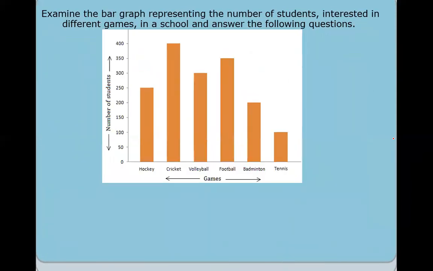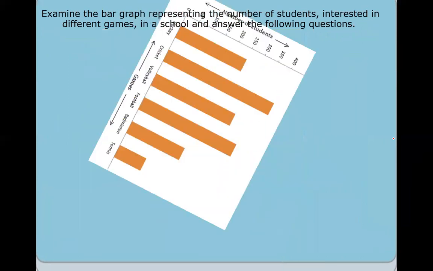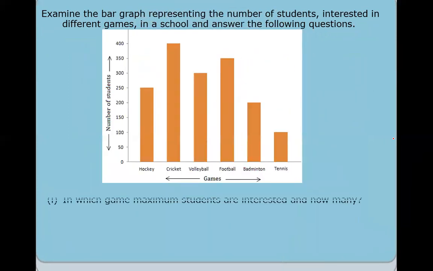The same question is there. Now we have to answer the following questions. In which game are the maximum students interested, and how many? I just told you that I can observe this by seeing the length of the bar for cricket. The cricket game is mostly liked by the children, and they are much more interested in playing cricket.